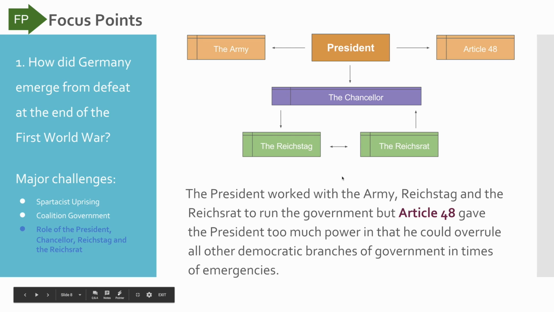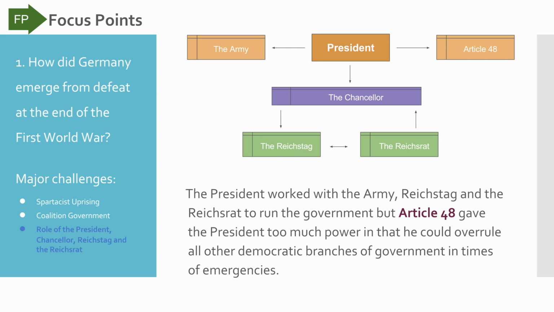Reichstag, who were the representatives, and the Reichsrat. These are sort of governors of each of the different areas. One of the things that we discussed is that the president at the time did not have a majority of the votes, and thus they would often have to resort to what was known as Article 48, which the president could invoke and essentially make decisions that were sometimes unpopular.